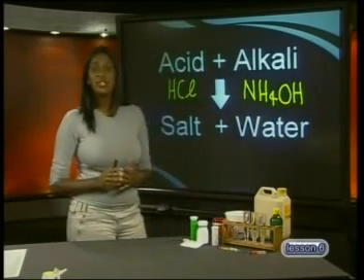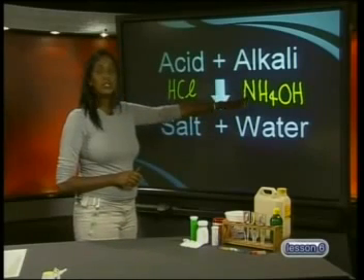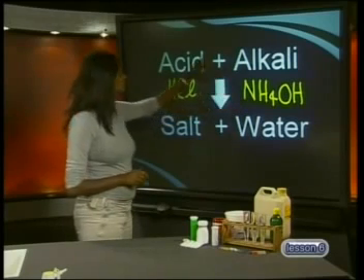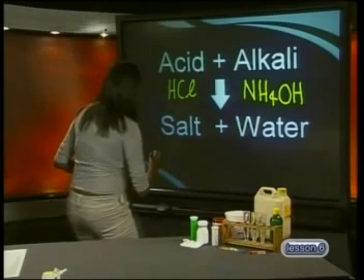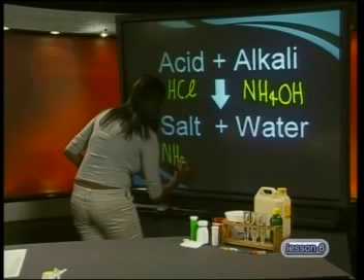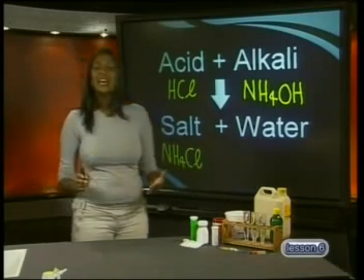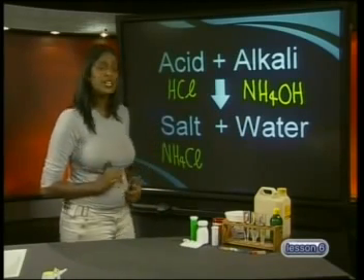Now, to get the salt, the hydrogen from the acid is donated to the alkali, and the ammonium from the alkali joins the anion of the acid. Our salt will therefore be NH4Cl. And now, to complete the equation, all I need to do is add in water as a product.